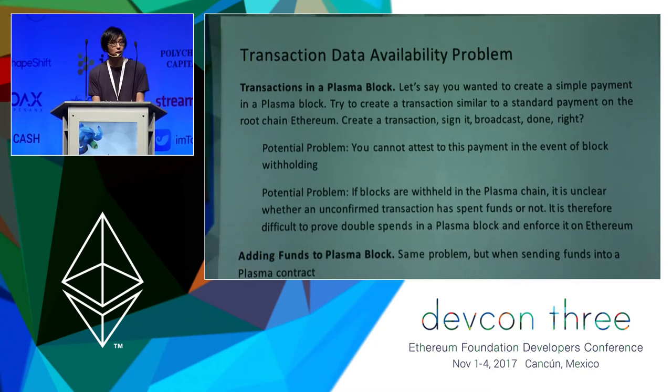But transaction data, I think, can give you an example of the problems that we're dealing with. This may be a little more architecture, a little bit hairy, and requires some knowledge of the way atomicity works. But basically, you want to create a transaction, and let's say you just broadcast it inside this Plasma block. You're done, right? Not really.